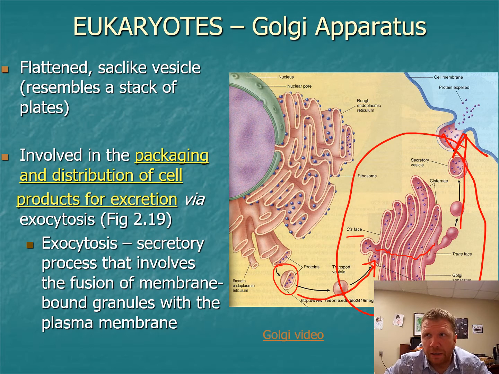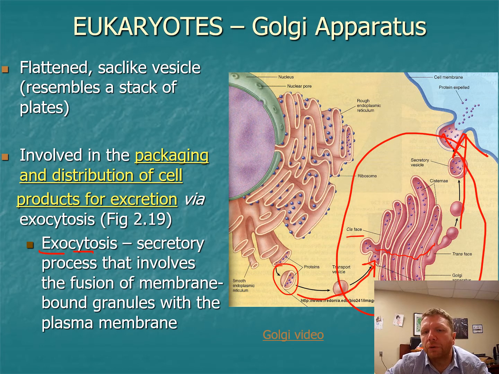So the Golgi apparatus is a means of exocytosis, a means of transporting a protein outside of a cell. Now, exocytosis, exo meaning out, and cyto meaning cell, is the secretory process that involves fusion of membrane-bound granules with the plasma membrane. So basically we're packaging up a protein in the smooth ER, transporting it to the cis side of the Golgi. It's being processed through the Golgi, at which point it's blebbing off and forming this secretory vesicle that goes on to merge with the membrane.